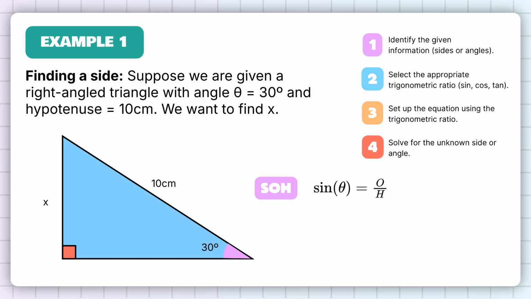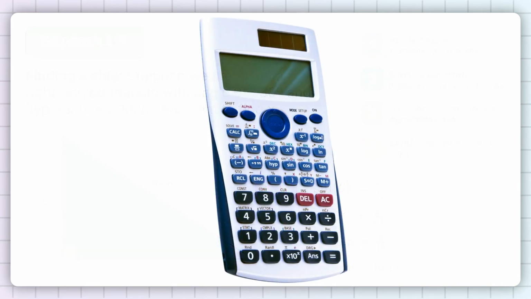Step 3 requires us to substitute our known values into this equation. Finally, we need to solve this equation. Using a calculator, we find that sine 30 equals 0.5. We can then rearrange this to find that x equals 5 centimeters. If you aren't getting the right value when you type sine 30 into your calculator, it might be because you are on the wrong setting. Look up how to change the setting to degrees for your specific model of calculator and try again.